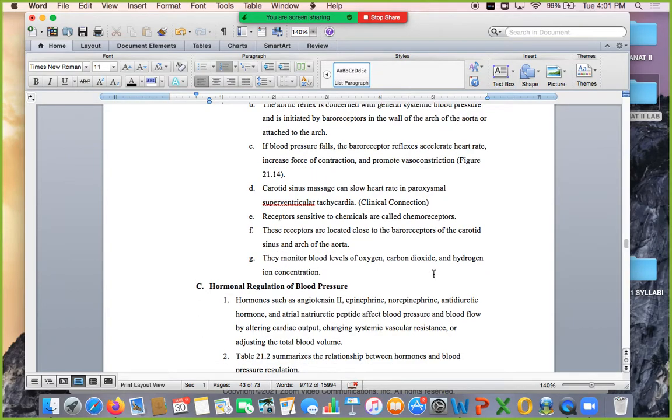We also have specialty receptors that are chemical receptors called chemoreceptors, as well as baroreceptors that measure things like pressure. We have specialty receptors that monitor oxygen, carbon dioxide, and hydrogen ion concentration as well.